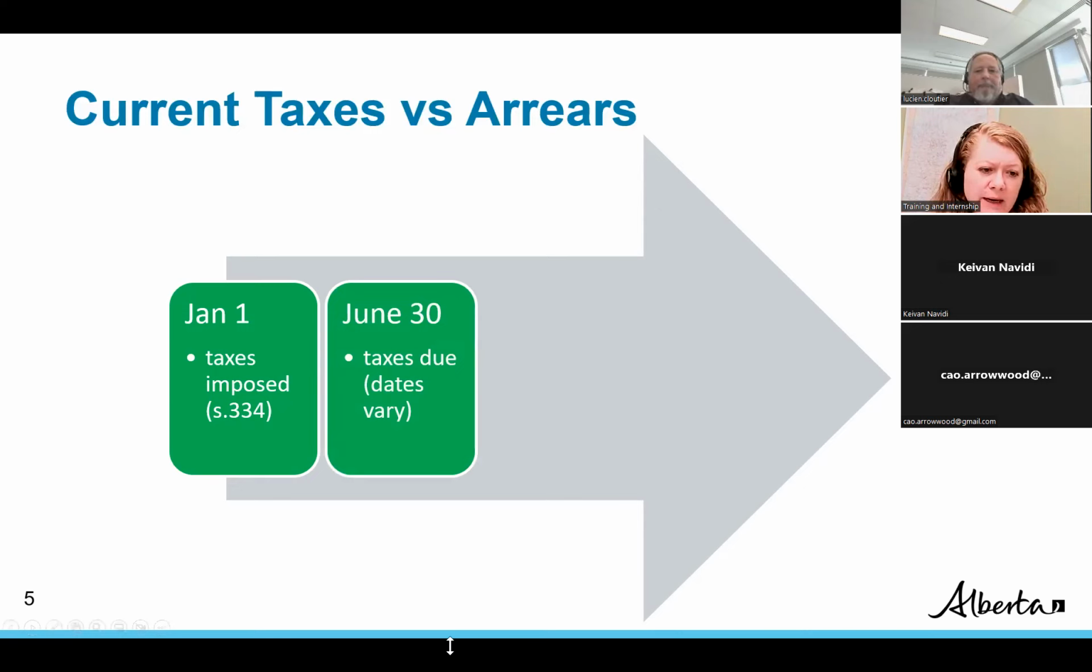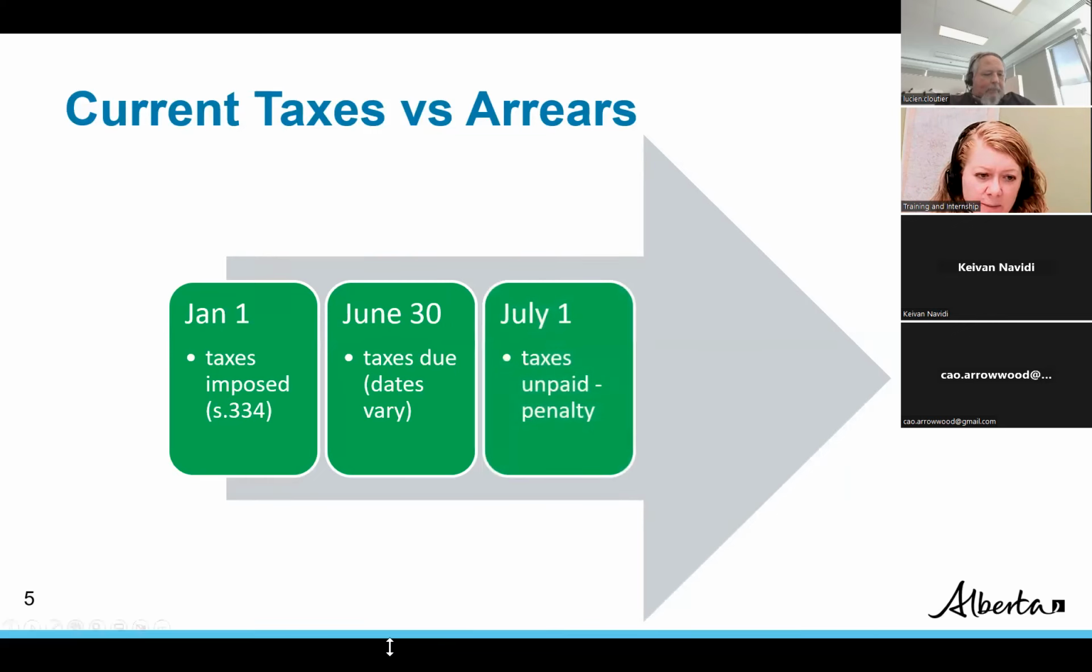If someone doesn't pay their taxes after the July 1st penalty is imposed, those taxes would be considered unpaid. And more penalties may be getting added, but they are still considered current, as it is still within the year in which the taxes were imposed.